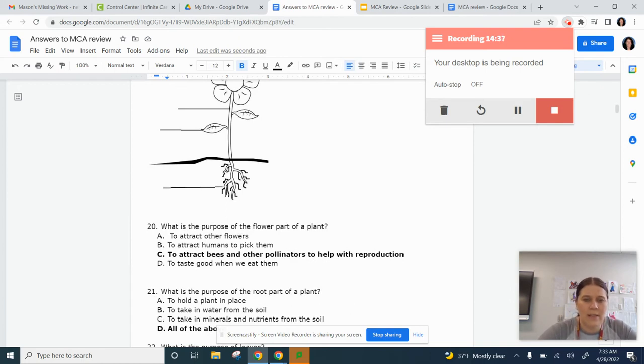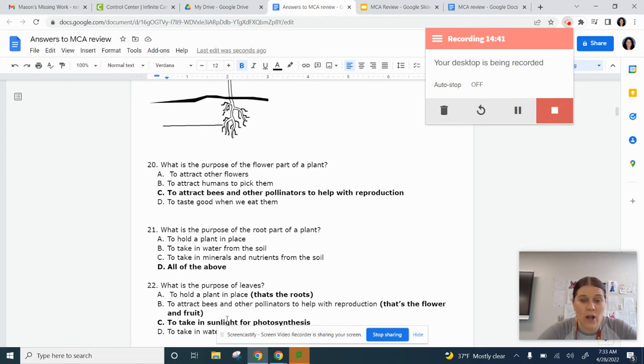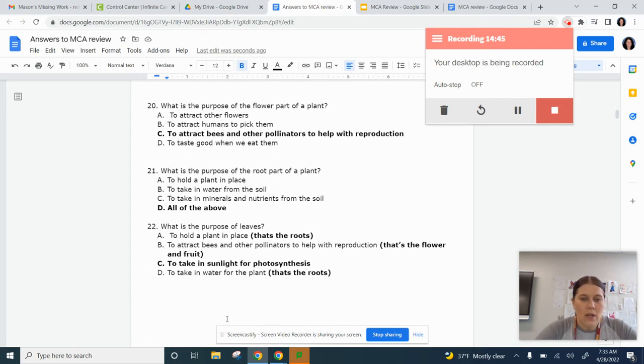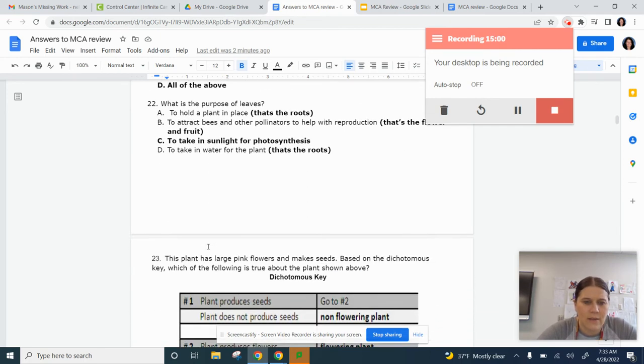Flower attracts bees and pollinators. 21 is D. The root does all of those: hold it in place, takes in water, takes in minerals. 22, the purpose of leaves is C, to take in sunlight. So this one was the roots. This was the flower. This is the roots. So C, take in sunlight, is the leaves.